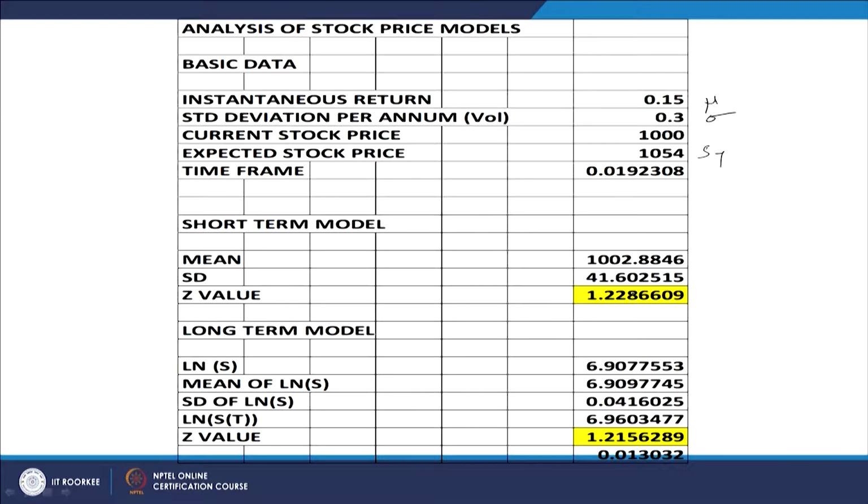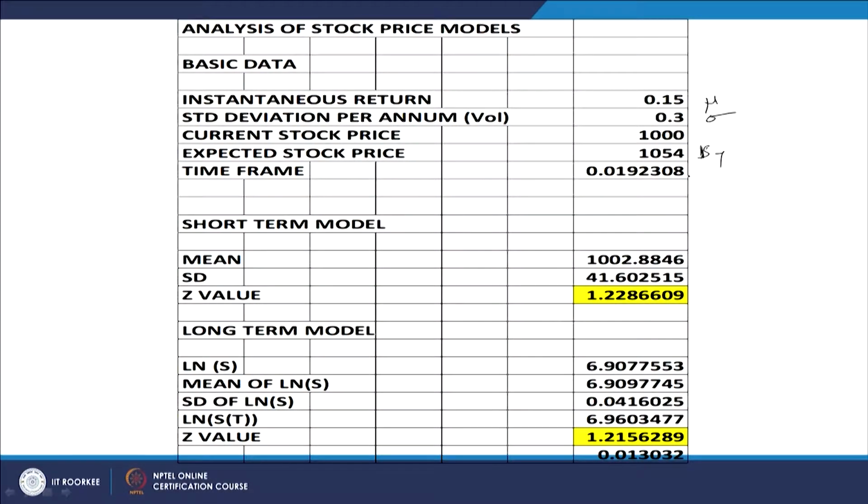Now, if I do the same exercise using the log normal model, I have log of S equal to this much, the mean of log of S is so much, and the standard deviation of log of S is given, and therefore I work out the z value corresponding to the log normal distribution, and I find that the z value here turns out to be 1.21. So, there is definitely a difference between the two z values, which will translate to different probabilities.